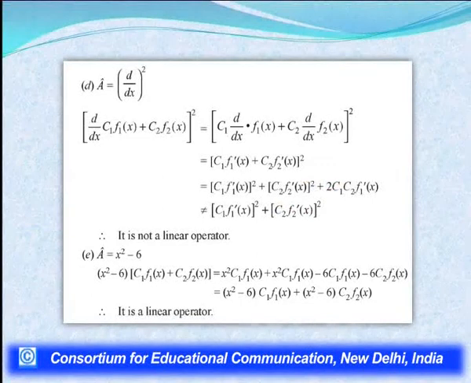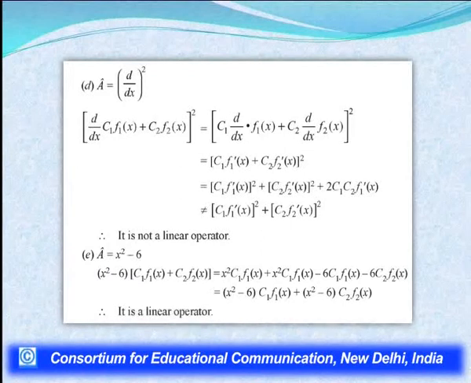What is the square? What is the formula? A plus b whole square, that is a square plus b square plus 2ab. So what is the expression? What is a and what is b? We have c1 f1 dash x as a and c2 f2 dash x as b. So by this, that square part is taken. So this becomes c1 f1 dash x square, that is a square, and then c2 f2 dash x square, this is b square, and then twice, that is 2ab, 2 into c1 into f1 dash x, and f2 dash x is also there.